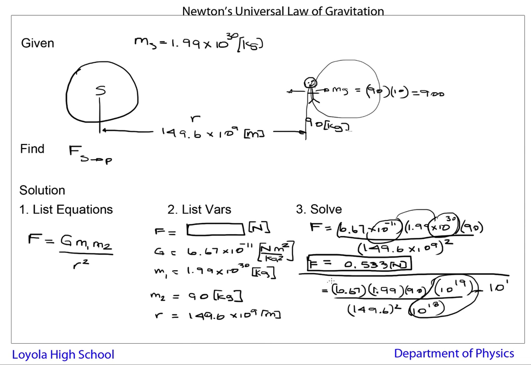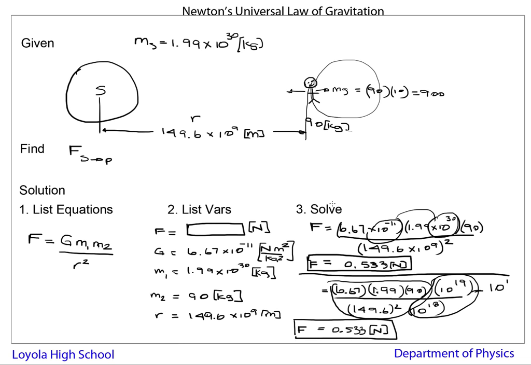So in your calculator, you actually only have to type these guys in. Times 10 to the 1, which is just basically 10. So if you multiply 6.67 times 1.99 times 90 divided by 149.6 squared, and then multiply by 10 to the 1, you're going to get the exact same answer of 0.533 newtons. So that's putting the rules of exponent addition and subtraction to work, and makes life a lot easier when you're calculating, and you will get the exact same answer.